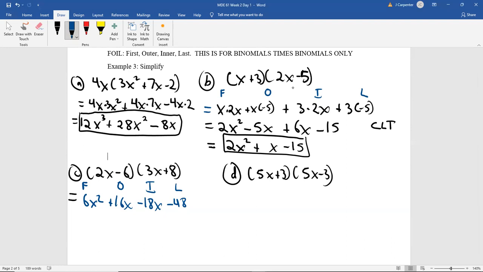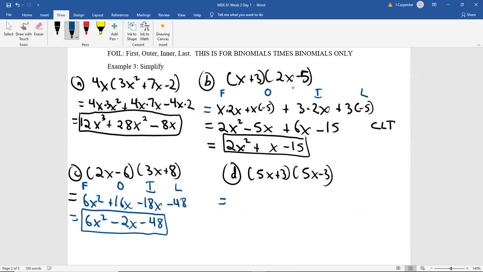No sweat. And then when we combine our like terms, the outer and the inner, we'll leave the 6x squared alone. 16x minus 18x should be a minus 2x because the larger is negative. And then we leave the minus 48 alone as well. So that would be our answer. There we are.